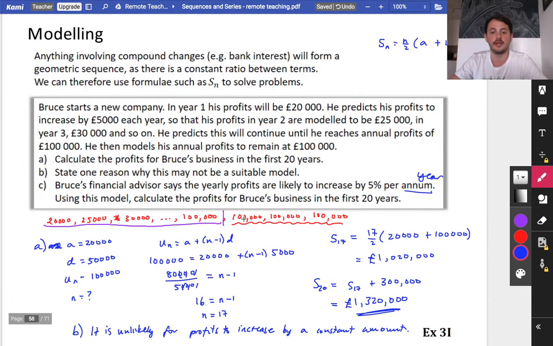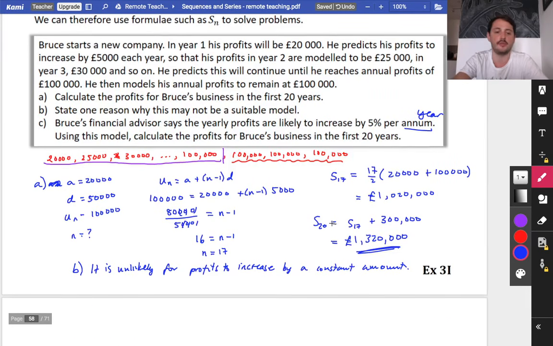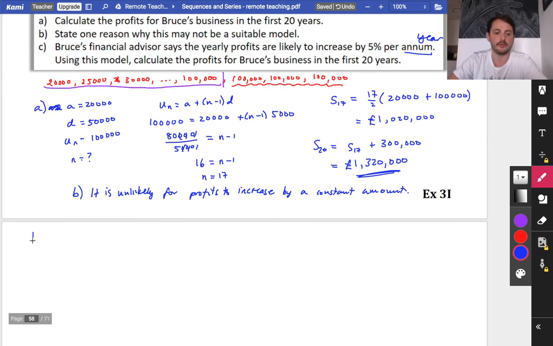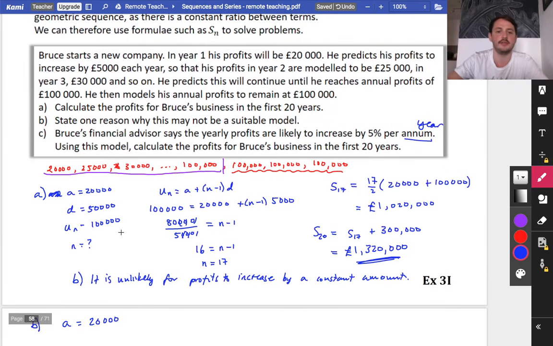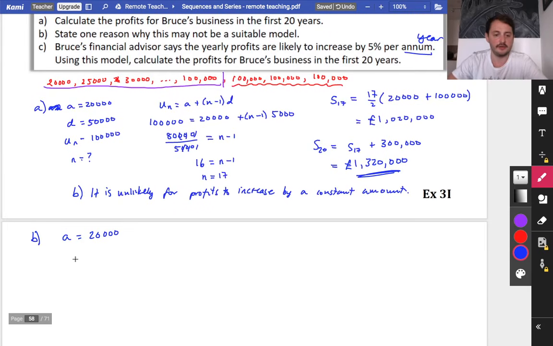So there's none of this 100,000 is the limit. It's just every year it's going to go up by 5%. So that must mean that our starting term is still 20,000. I think that's still the case. It doesn't seem to be any different. It says in year one, his profits will be 20,000. The financial advisor is saying that each year it will increase by 5%.